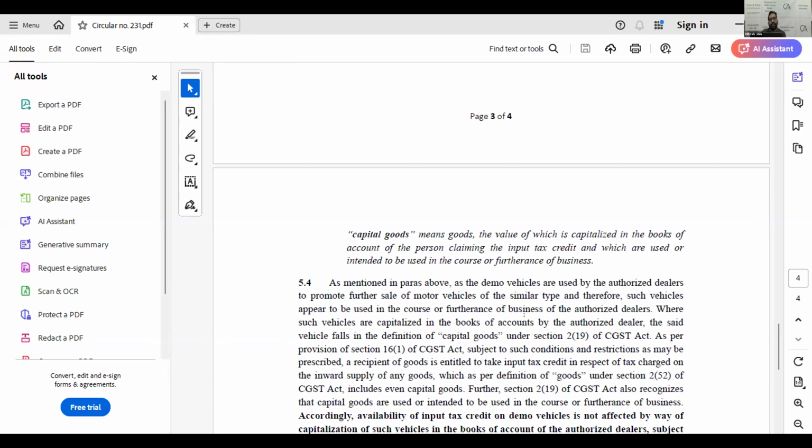Moving ahead, we go to the next clarification on refund, which is clarification on refund of IGST paid in contravention of Rule 96, Subrule 10 of CGST Rules 2017. To understand this, we need to have a very brief outlook of the backdrop of the scenario which led to this clarification.